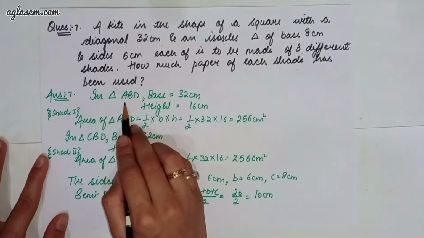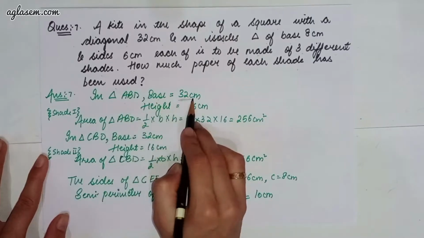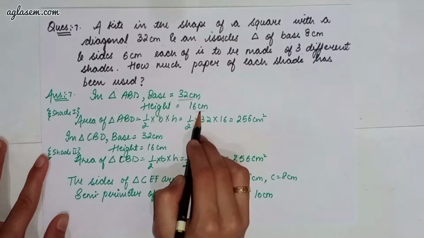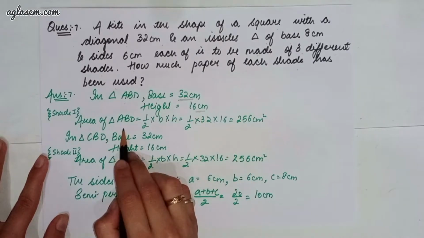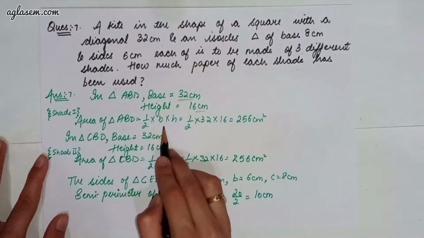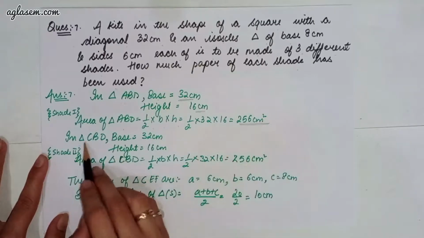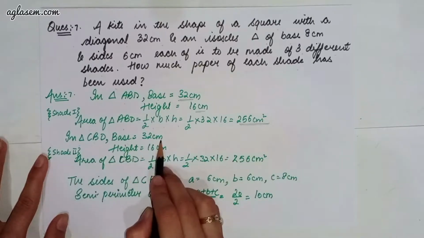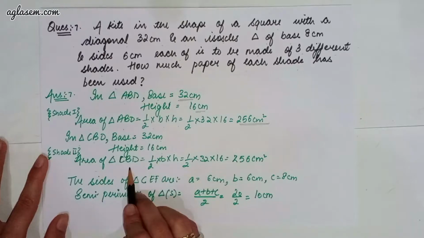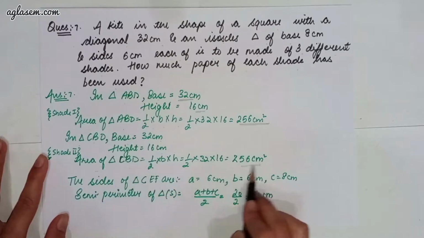Similarly, in triangle ABD, the base is equal to 32, which is given to us. Height is 16 centimeter, again given to us. So we can find the area of triangle ABD, that is half into base into height. We will get 256 centimeter square. And in triangle CBD, base is 32 again, height is 16 again, so the area of triangle CBD is 256.